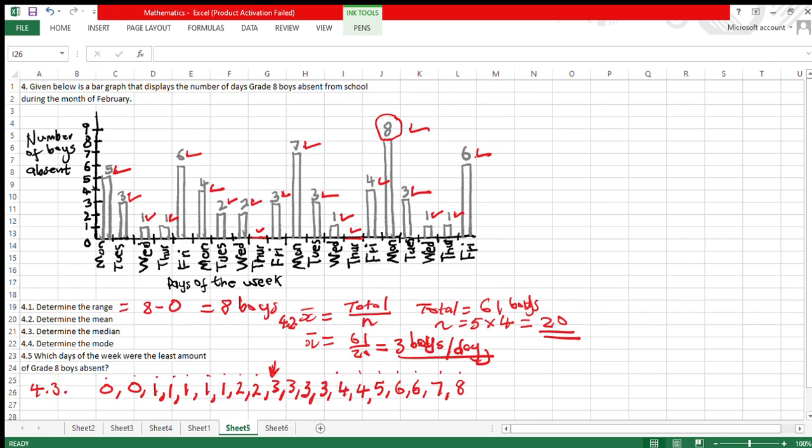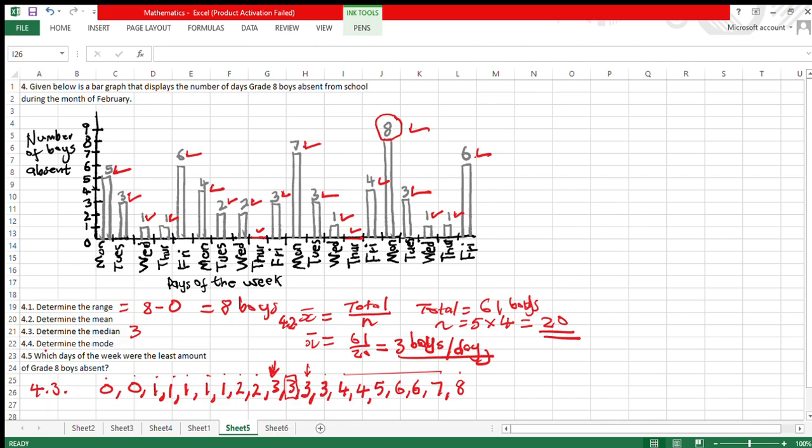7 8 9 10. This is our 10th number. So this will be our median, the number in the middle. So here we can just say our median is going to be 3, because our median is the mid number of our data.